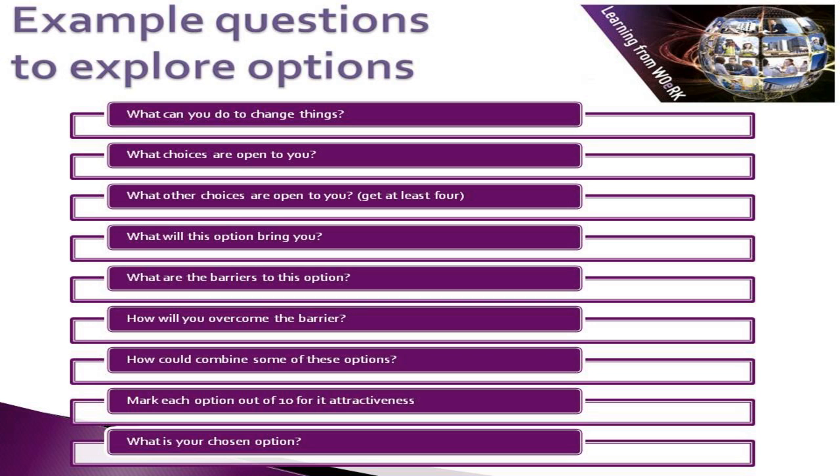And then you may want to run through the strengths and barriers of each option by asking questions like, what will this option bring you? What are the barriers to this option? How will you overcome that barrier? When you've finished that, then you may want to ask them about how they could combine some options. Would that provide them a better solution? And then you'll want to assess the attractiveness of the options. And one way of helping them here is to ask them to mark the options out of 10. And then you can ask them about which option they'll choose.